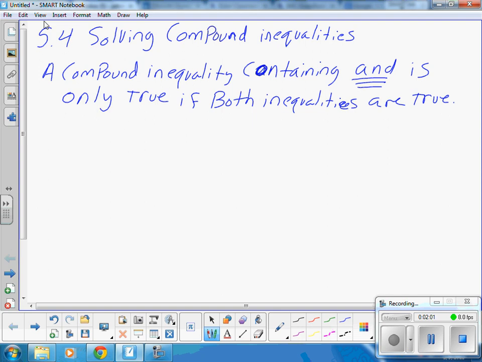So in an example, we have x is greater than or equal to 3 and x is less than 7.